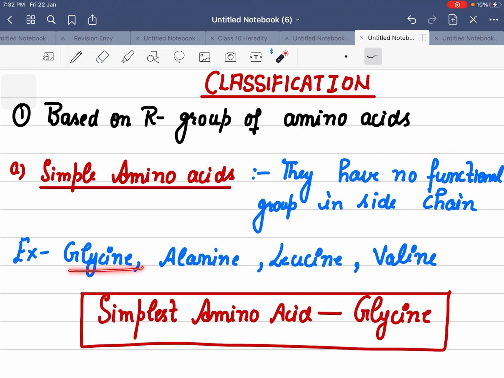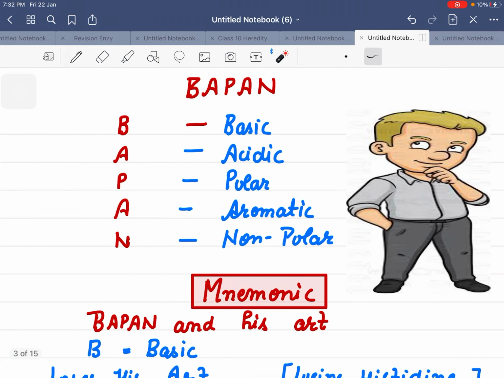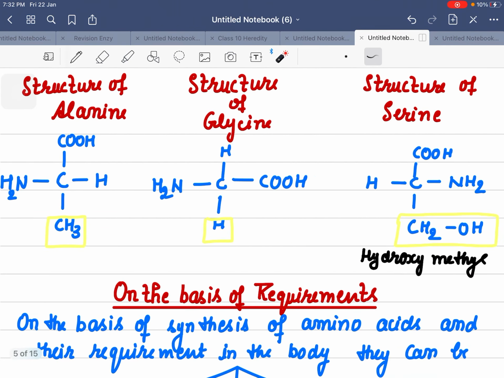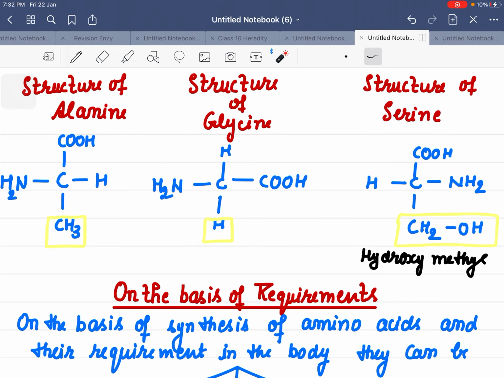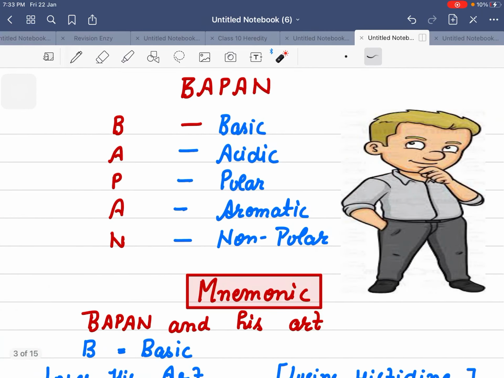Like the simplest one, glycine, then alanine, leucine, valine. These are simple amino acids. The simplest one is glycine, which has as such no functional group, only H is present there. If only a methyl group is present, that will be alanine. Then if a hydroxymethyl group is present, that will be serine.